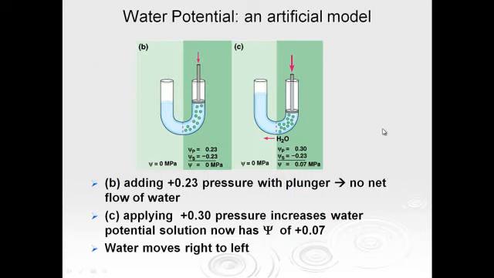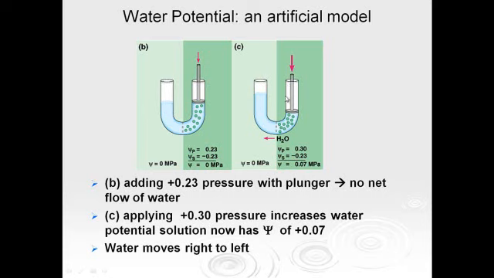So, if we add a plunger that seals off this side, and I push on it, so now I'm putting in a pressure potential. If I put a pressure potential of 0.23, then this side is 0. There is no net movement of water. That means some water is going to go this way, some water is going to go that way, and it's going to be a net gain of 0.